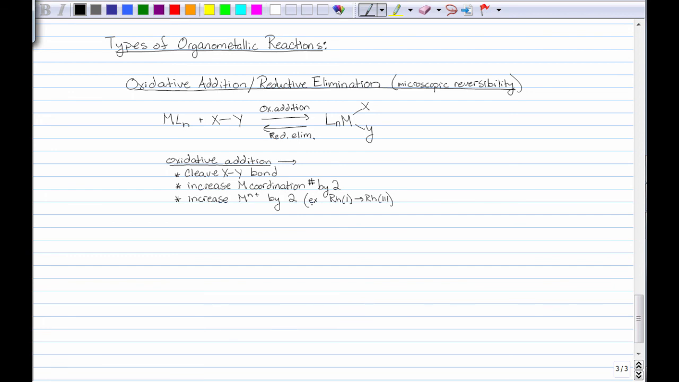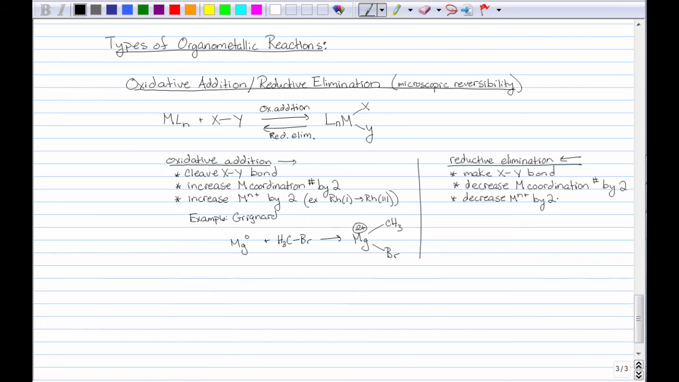And we saw an example of this above, where rhodium-1 was converted into rhodium-3. So you're increasing the oxidation number of the metal ion by 2. Another example of this is the Grignard reaction. You may have learned in organic chemistry that the magnesium inserts itself between a metal halogen bond in this kind of way. In this reaction, you're increasing the coordination number of the metal by 2, and you're also increasing the oxidation state because in the complex this is a magnesium 2+.